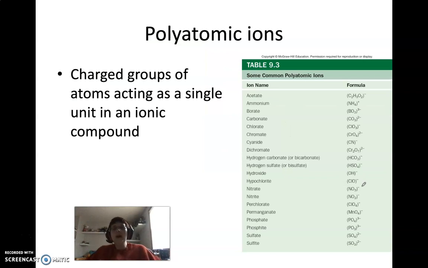There are also ions called polyatomic ions, poly for more than 1. These are charged groups of atoms acting as a single unit. They act as one atom, but they are actually multiple atoms. You can see here we've got borate, that's boron with 3 oxygens attached. So this is actually 4 atoms, but they act as one, and they act as an ion. Something like borate is a -3 ion.